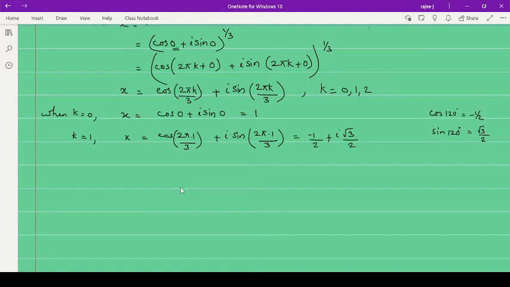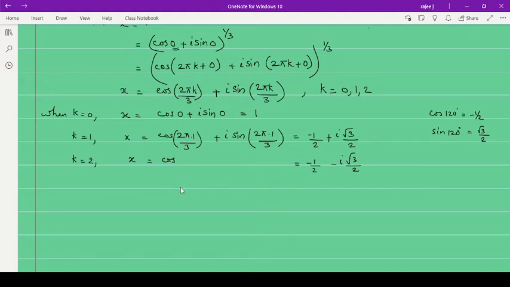So now what could be the next answer? Without solving, tell me what could be the next solution when k equal to 2. What could be x? Minus 1 by 2 minus i into root 3 by 2. This will be the next answer, because this is a complex number, so it is the conjugate of that one.